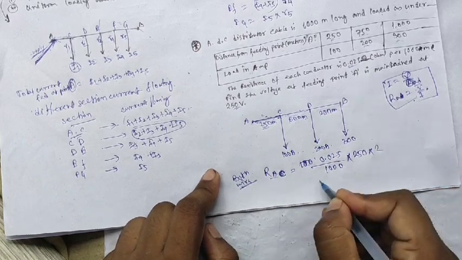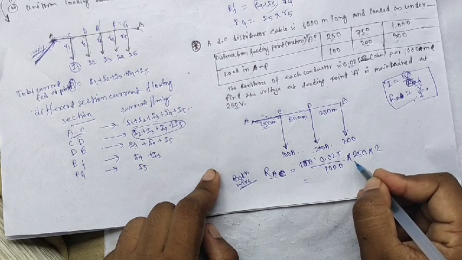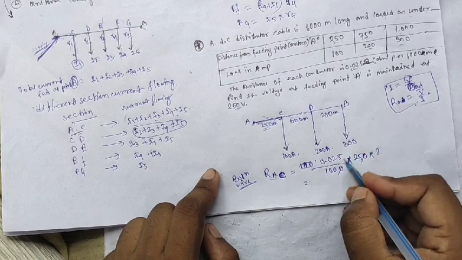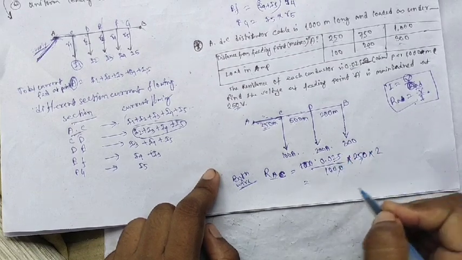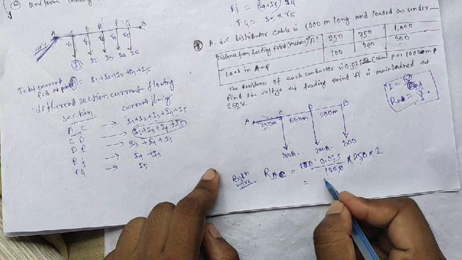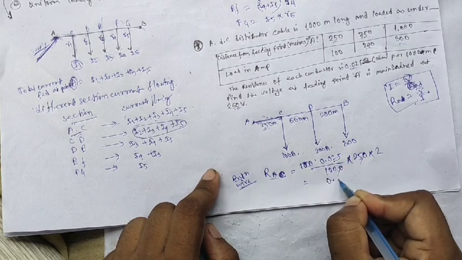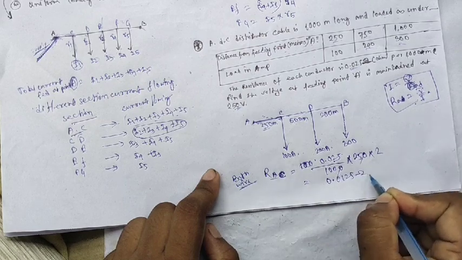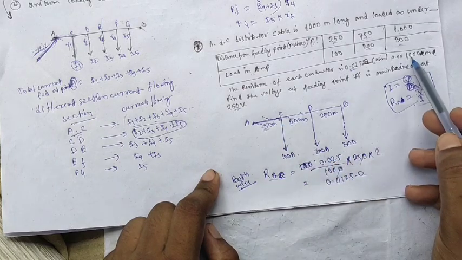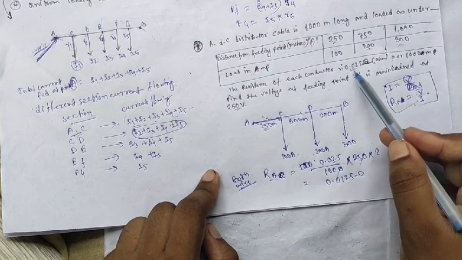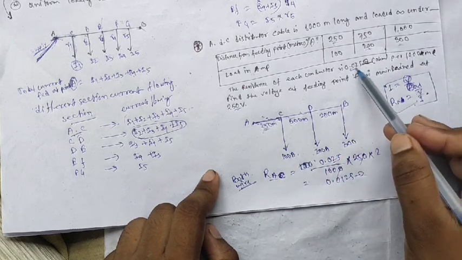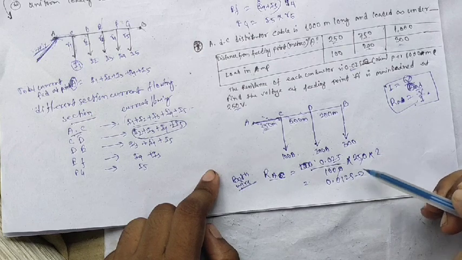Okay, so if you calculate this one, this cancels out, and 0.025 into 250, that means we get the value 0.0125 ohm. Okay, you can calculate in this process also: 0.025 per 1000, and then 25 by 4, these values are coming.